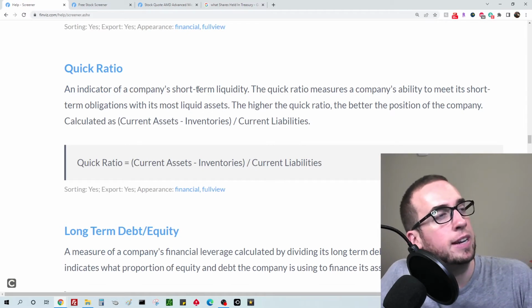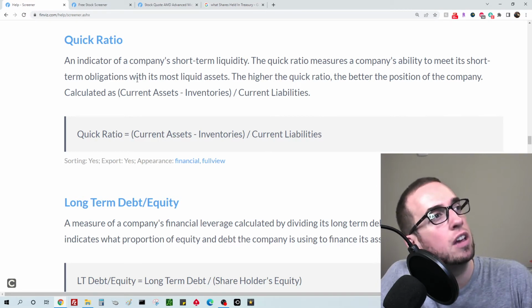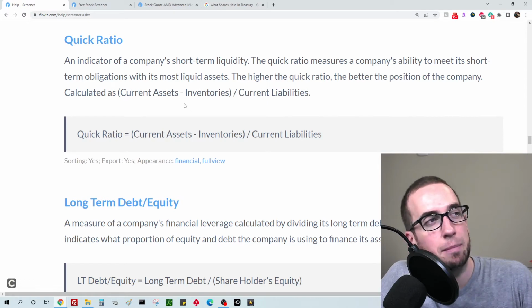Quick ratio, an indicator of a company's short-term liquidity. The quick ratio measures the company's ability to meet its short-term obligations with its most liquid assets. The higher the quick ratio, the better the position of the company. Calculated as (current assets minus inventories) divided by current liabilities.